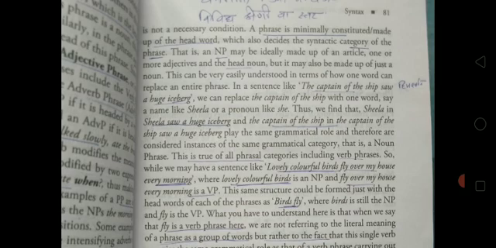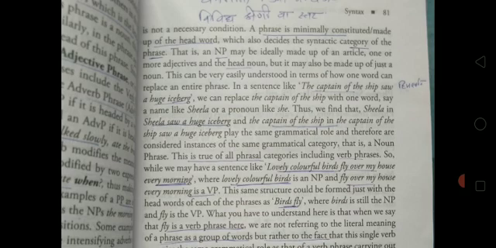That is, an NP may ideally be made of an article, one or more adjectives, and the head noun, but it may also be made of just a noun. This can be easily understood in terms of how one word can replace an entire phrase. In a sentence like, the captain of the ship saw a huge iceberg, we can replace the captain of the ship with one word, say a name like Sheila or a pronoun like she.